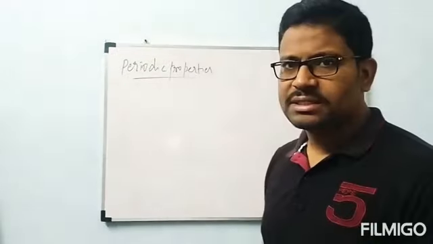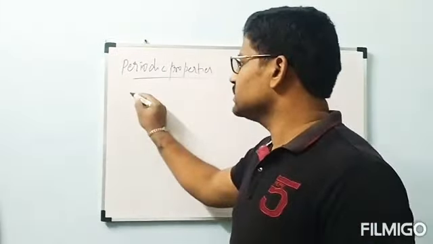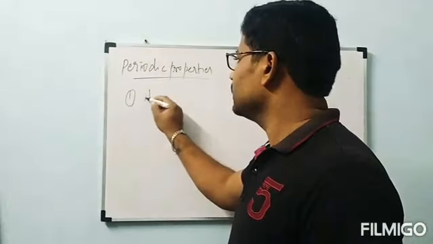Under these periodic properties, the first main important property is atomic radius.